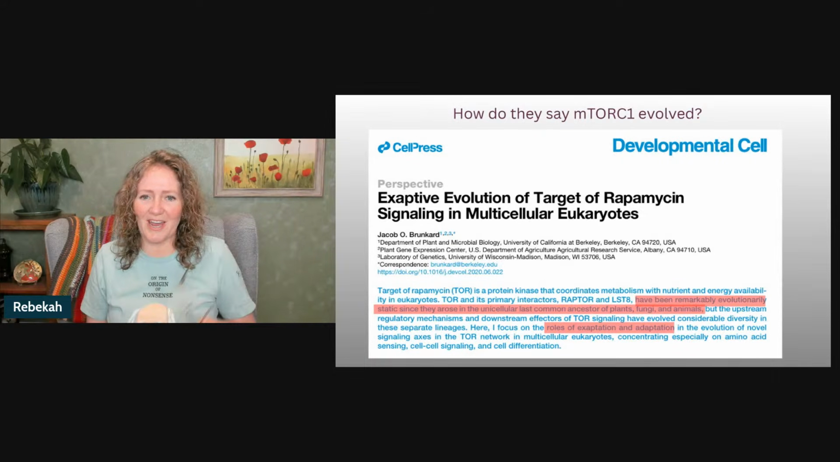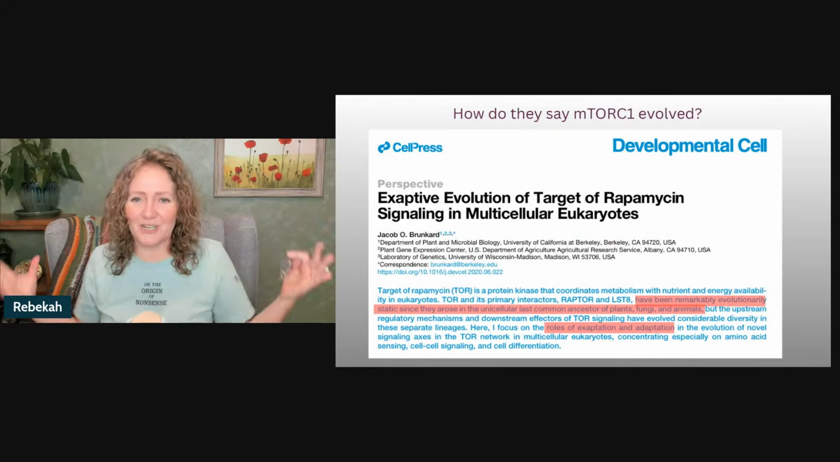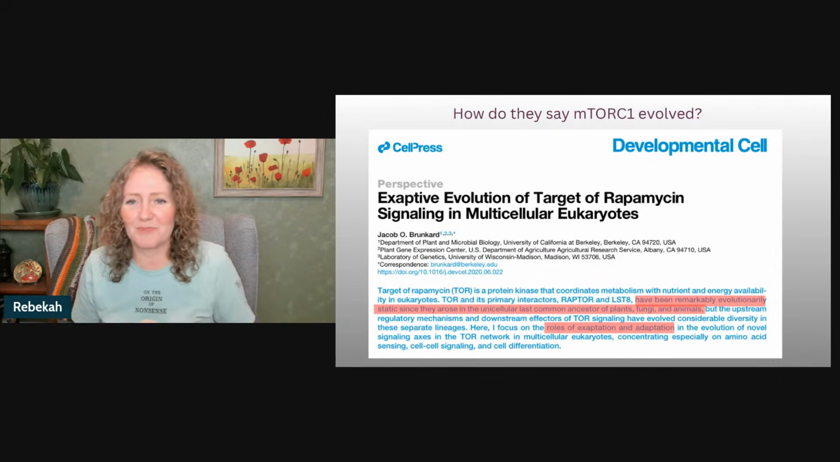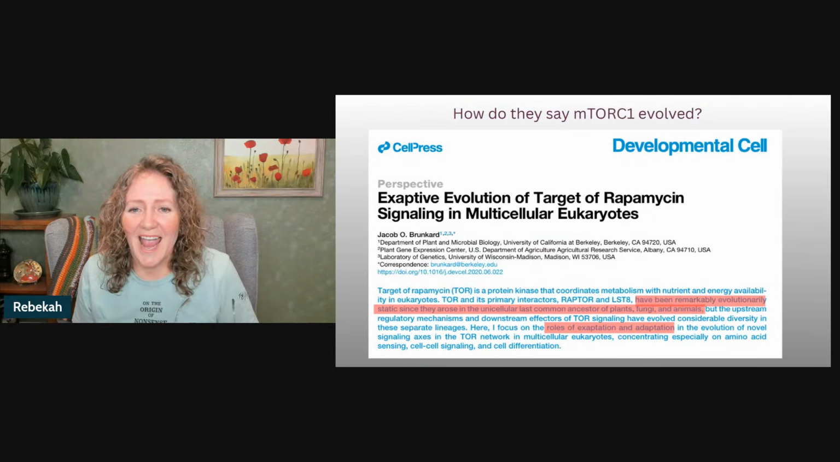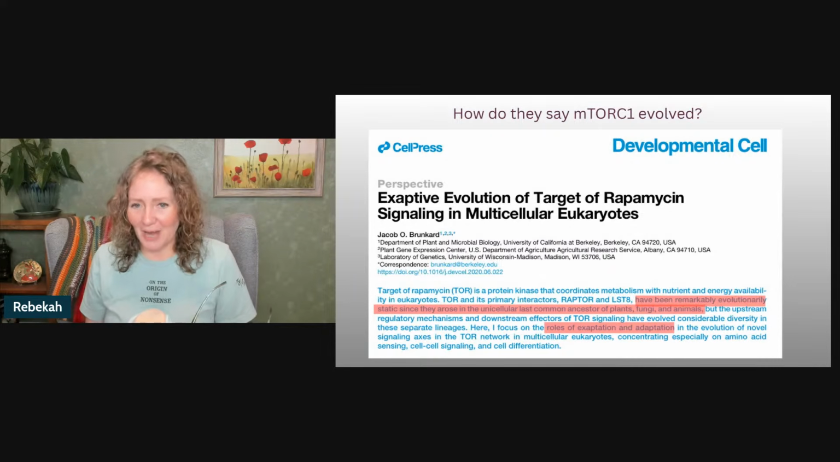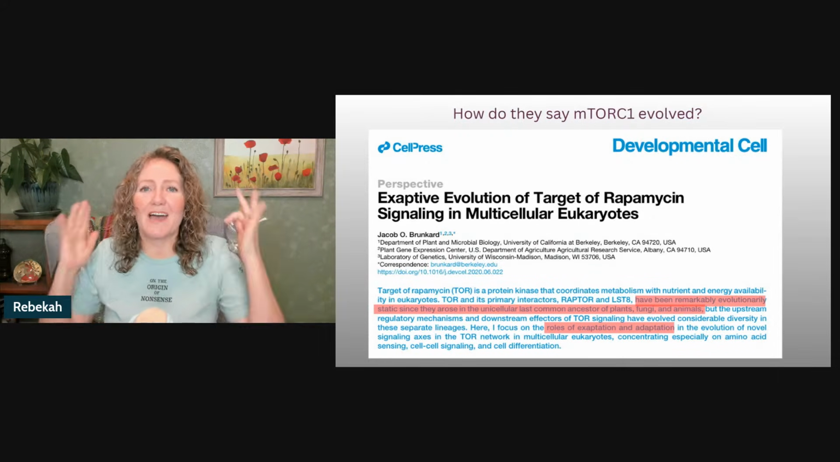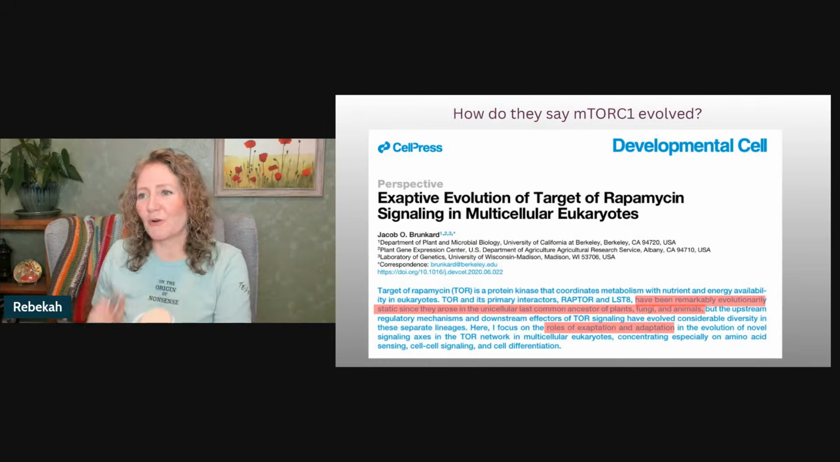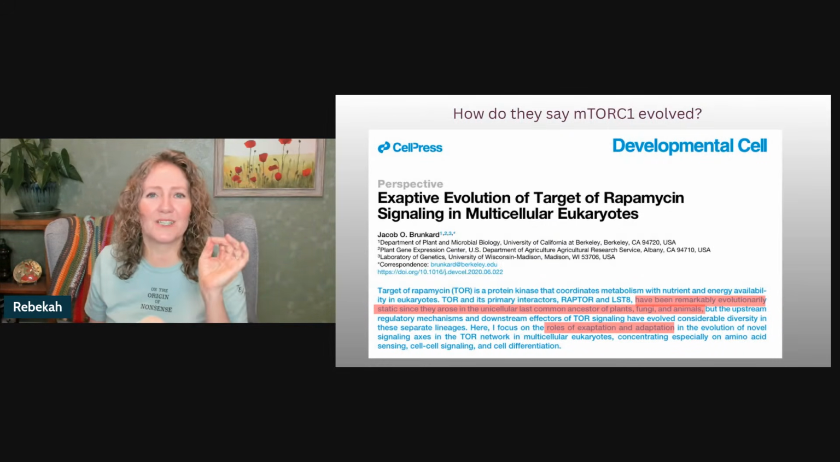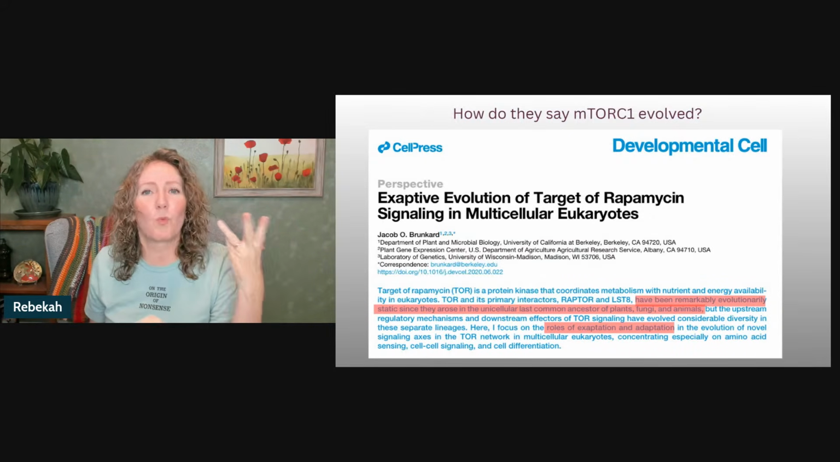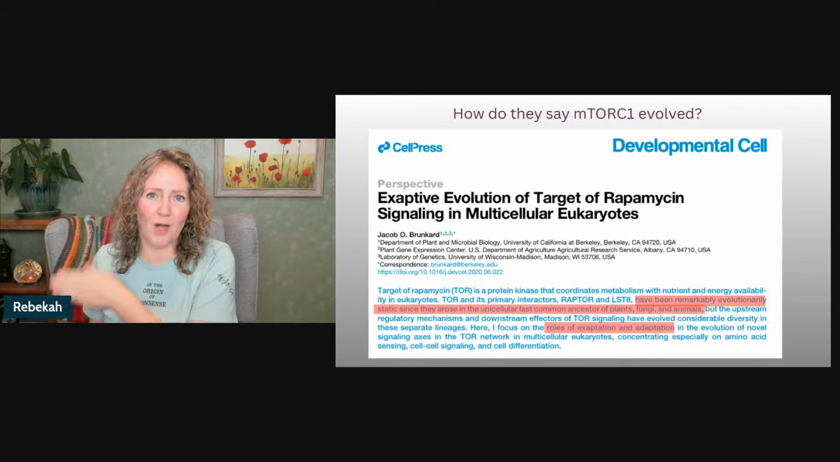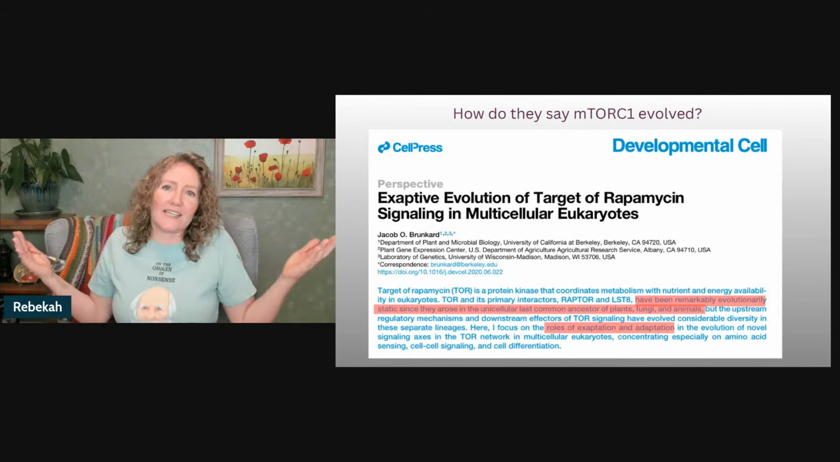Now, I love this. Okay, here's another paper trying to talk about the evolution of the mTORC1, and it says: exaptive evolution of target of rapamycin signaling in multicellular eukaryotes. Okay, now exaptive. What this is referring to is an evolutionary patchword. Okay, there are so many problems with evolution, and one of the big solutions that evolutionists try to use is they make up words that will help patch the problems of evolution. And then they just act like everything's okay.